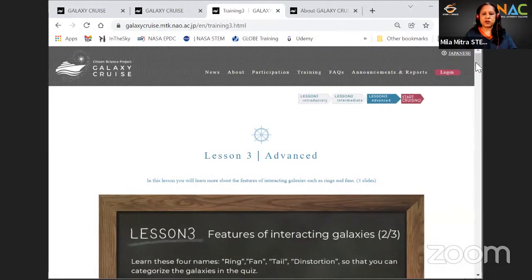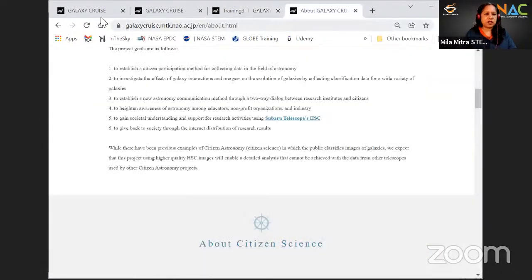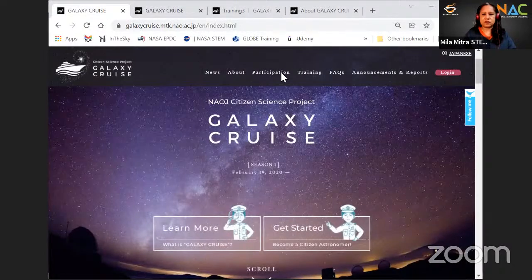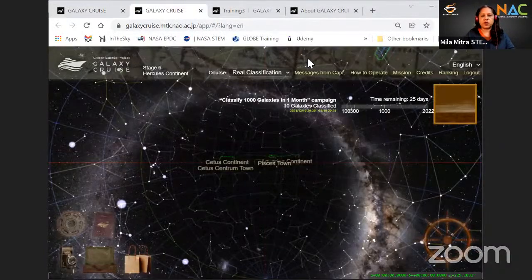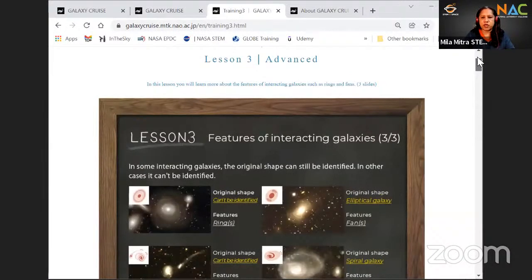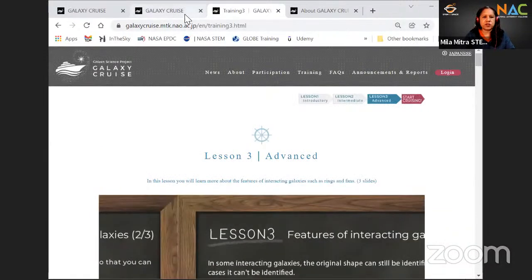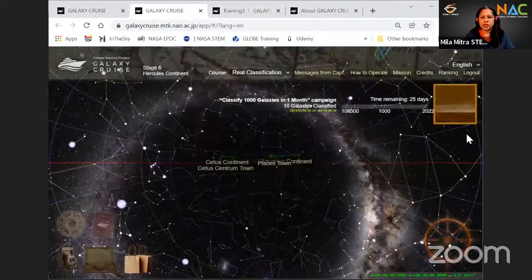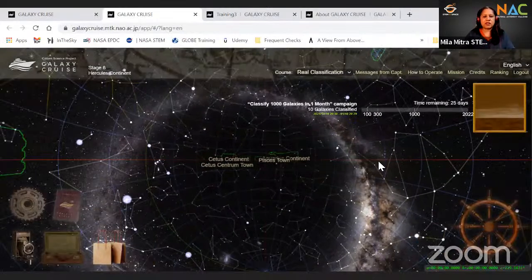Let's see if I can go to it. Okay, so when you're ready, all you have to do is complete this and go to the end and just do the start cruising. Once you start cruising, you will get to something like this. Let me make it full screen. And it's a great interface.